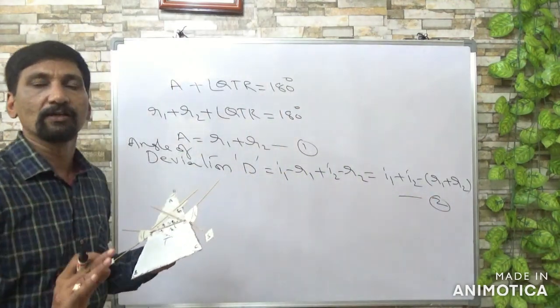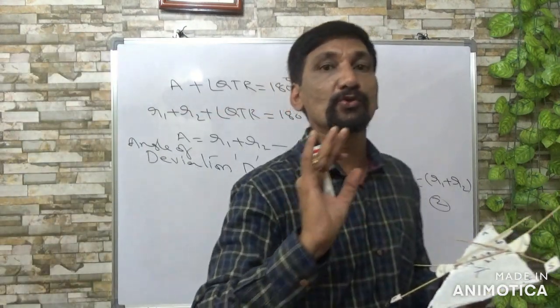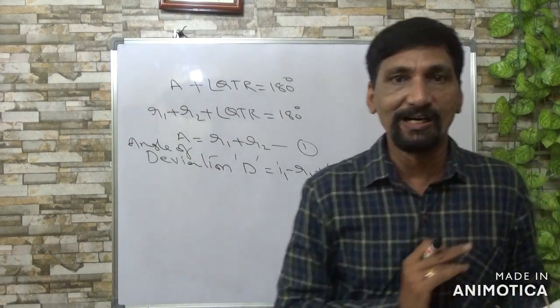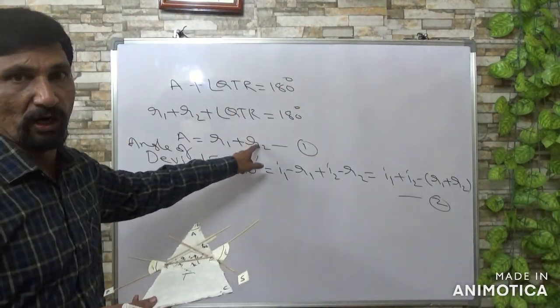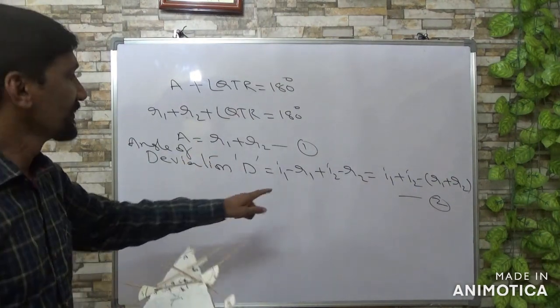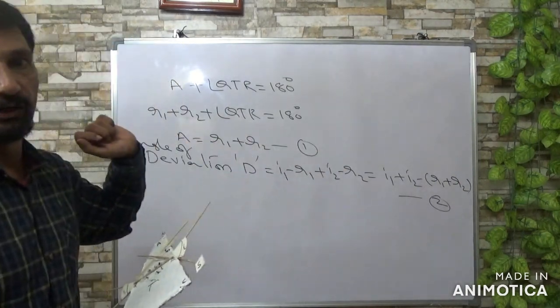You need to remember this to solve any problem. So today we are going to solve problems based upon these two formulas. One is the angle of prism equals R1 plus R2, and the angle of deviation is I1 minus R1 plus I2 minus R2.